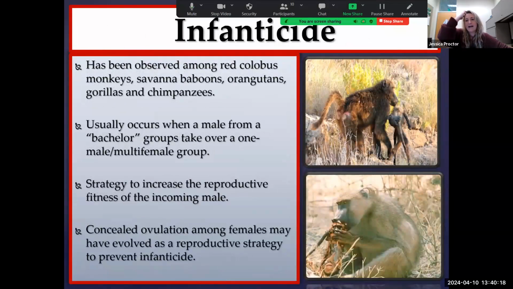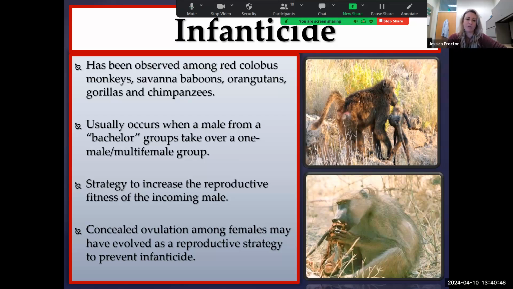All right, infanticide. Infanticide just simply means the killing, the murder of a juvenile. I don't want to anthropomorphize non-human primates here. It's not something that's insanely common, but it does happen. And interestingly enough, it's actually more common in humans than it is in other primates. But it has been observed in the wild amongst red colobus monkeys, savanna baboons, orangutans, gorillas, and chimpanzees.